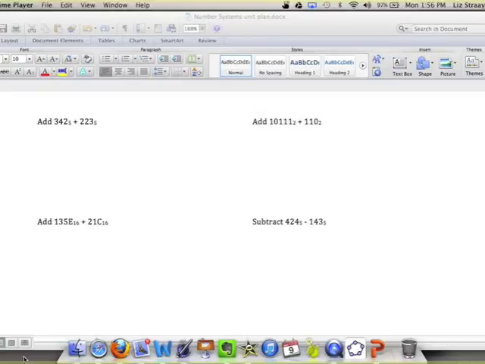Today, we're going to talk about how to do arithmetic with different bases. Doing arithmetic with different bases is just like doing arithmetic with base 10 in the sense of when we're talking about adding, needing to carry.